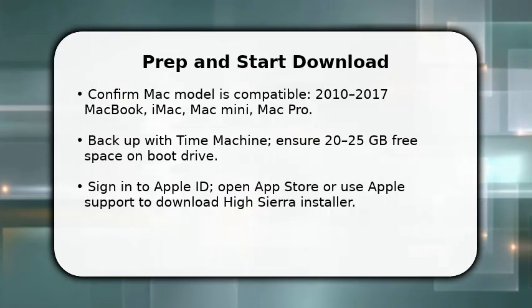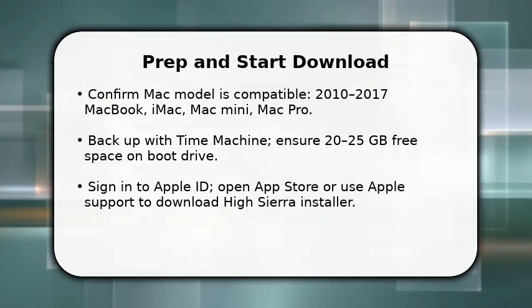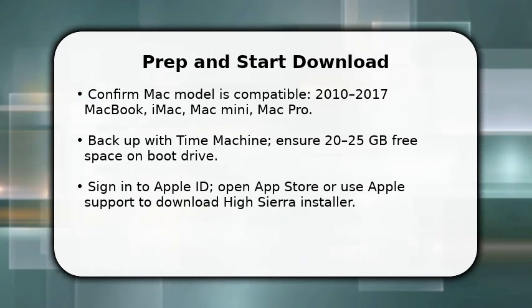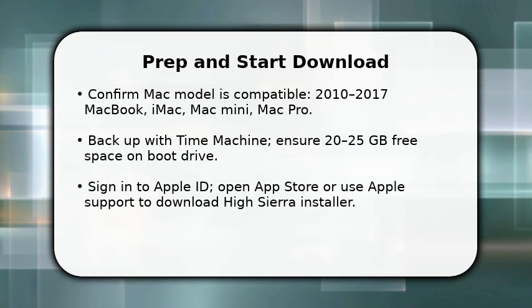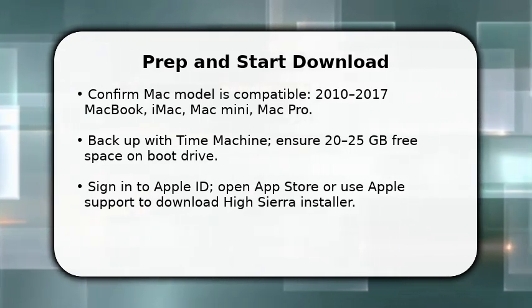You begin by confirming compatibility and protecting your files. Check your Mac model and free space, then run a Time Machine backup so you can restore if needed. Once done, sign in with your Apple ID and download the macOS High Sierra installer from the App Store or Apple Support download area.